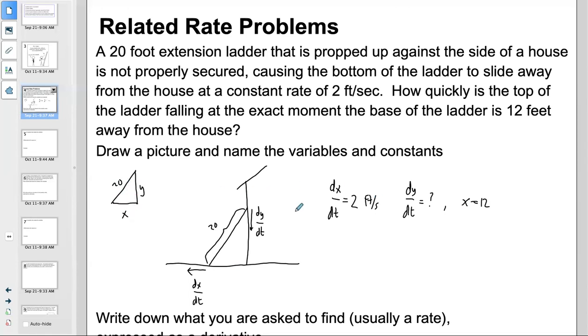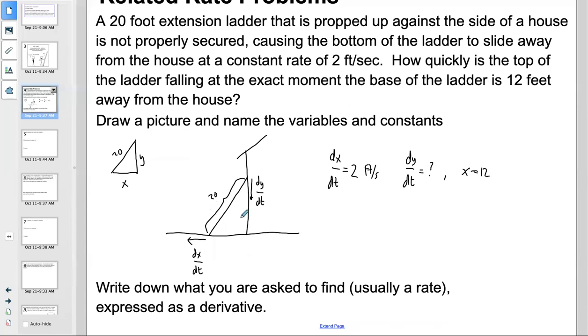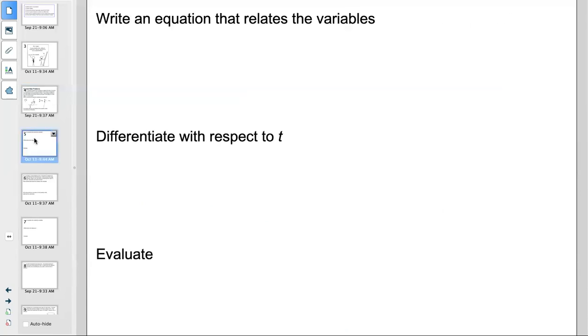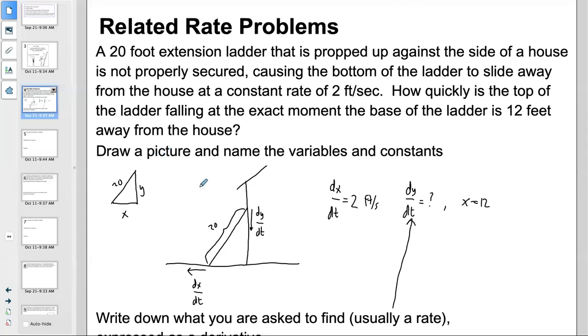So I drew the picture, I named everything, and I wrote down what I'm asked to find. I did that. That's right here, usually a rate. Next, write an equation that relates the variables. So the variables here are x and y. Those are the two things that I don't know, and they're changing as time is passing.